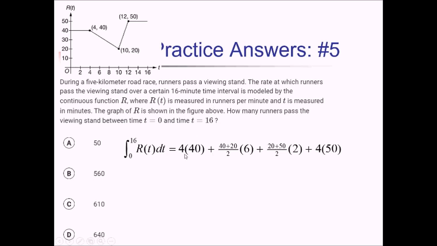So we've got 160 plus, well, 6 divided by 2 is 3. 3 times 60 gives us 180. Over here, the 2's cancel. 20 plus 50 is 70. And 4 times 50 is 200. So let's just go left to right. We've got 340 plus 70, which is 410. Plus 200 is 610. So we have 610 runners over the course of this race, giving us choice C.